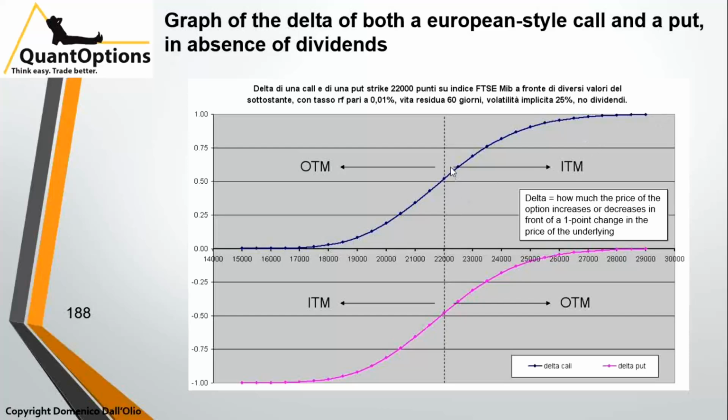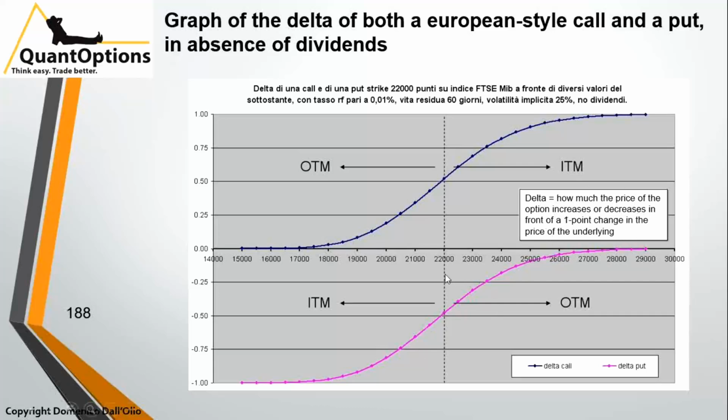So mathematically speaking, at the ATM strike there is an inflection point. Before it, the delta of the option increases with a shape similar to the exponential function. After the ATM strike, it increases more like a logarithmic curve. So what is the delta? Delta is how much the price of the option increases or decreases in front of a 1-point change in the price of the underlying. This is the manual definition of delta.